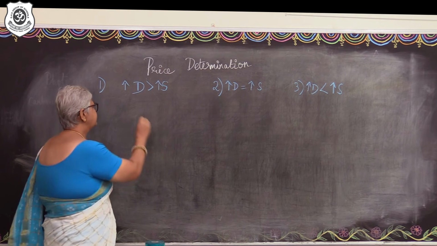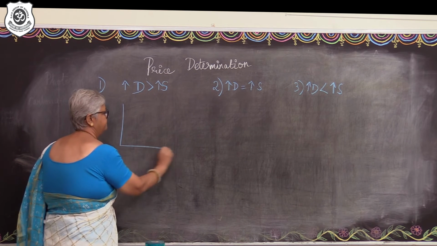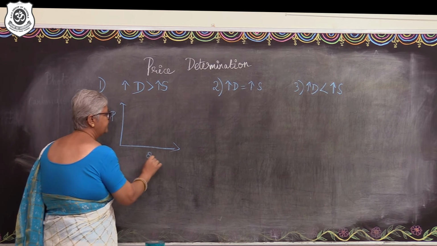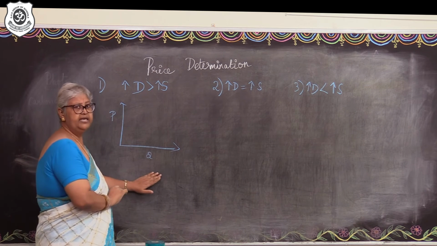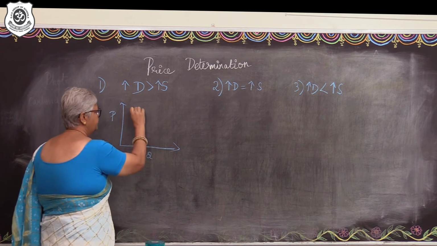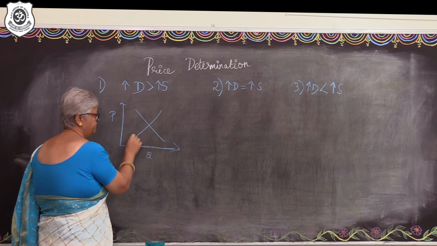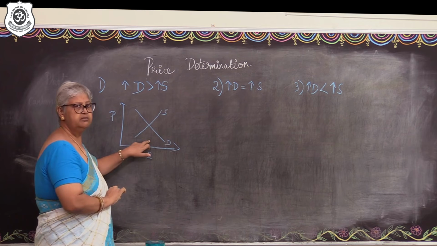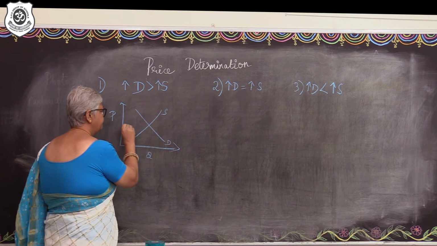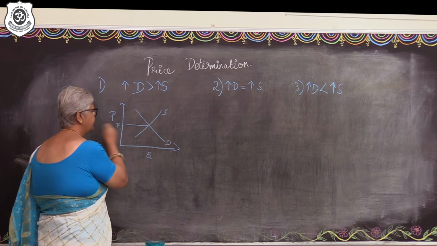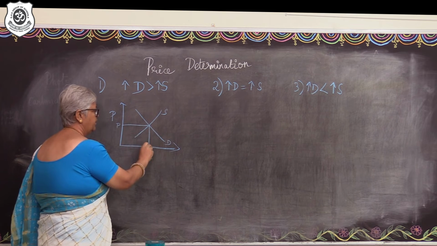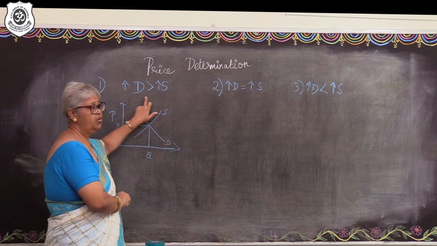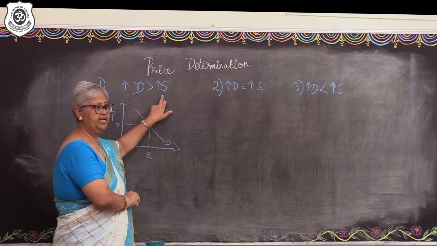So, let's understand this through a diagram. Measuring the price here and then the quantity supplied and the demanded over here along the x-axis. Always start with the demand and the supply intersection, which depicts the equilibrium price, fine. Now, what is this case? Increase in the demand also and increase in the supply.